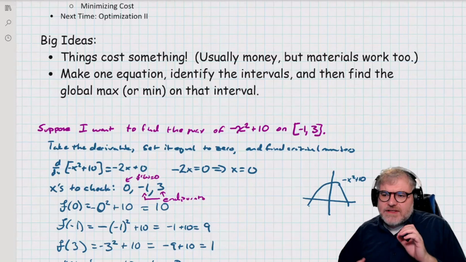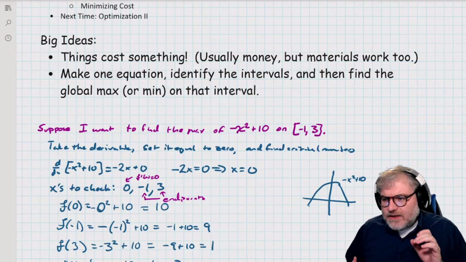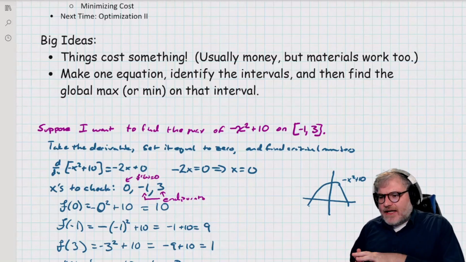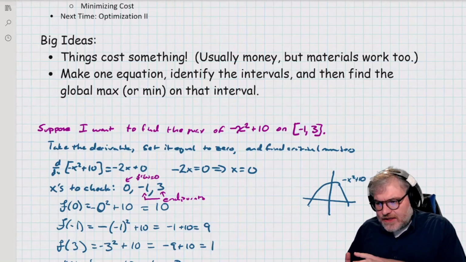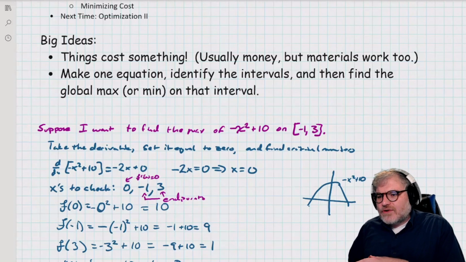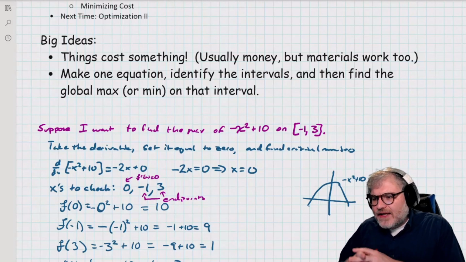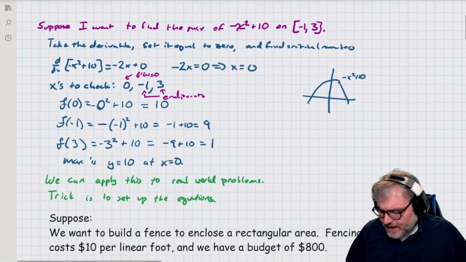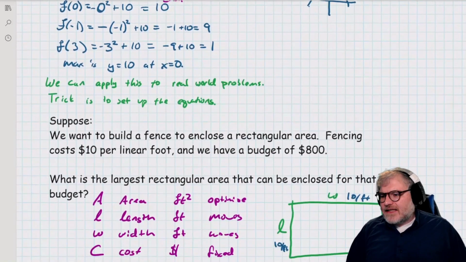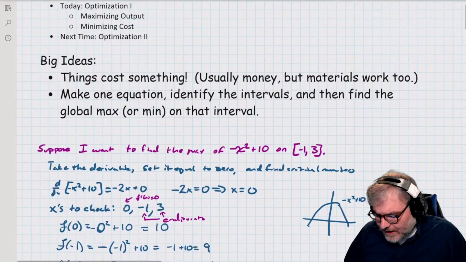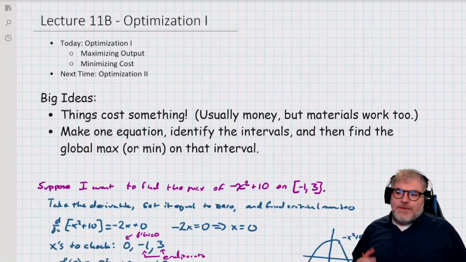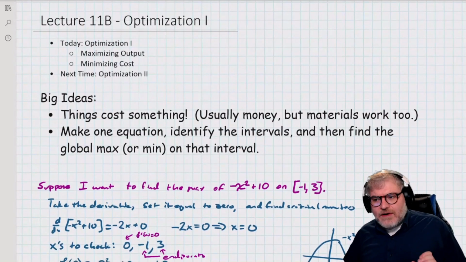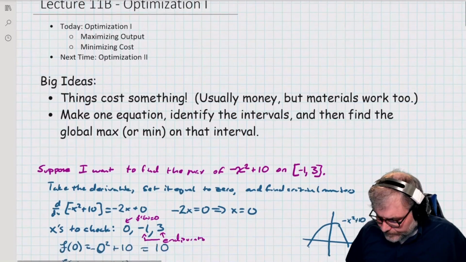The way you do this is you take the equations and combine them into one equation, you identify what you're looking for, and then you find the global max, or the min if you're trying to minimize, on that interval. And you've already done this in peer leading. Peer leading 11 was part of this, and then problem set 12, and then lecture 12a will continue this theme.